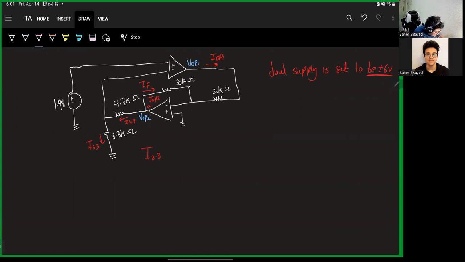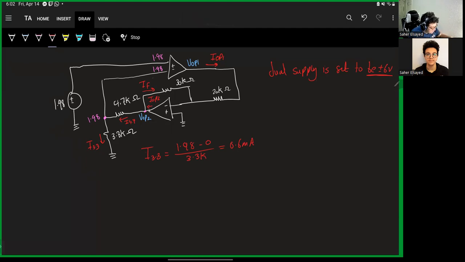I'm gonna use pink color, for example, to help you with this. So what is the voltage here? It's 1.98 volts, and we're trying to find this. We can find the I 3.3 simply by doing KCL. I 3.3 is equal to what? 1.98 minus 0 divided by 3.3K, and that equals 0.6 milliamps. Okay?